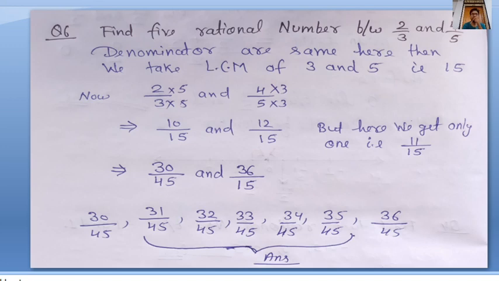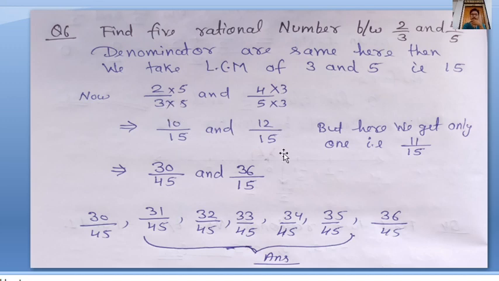Question number 6. Find 5 rational numbers between 2 by 3 and 4 by 5. First you check if the denominators are the same. If the denominators are not the same, what will you do? You take the LCM. The LCM of 3 and 5 is 15. The first should be multiplied by 5, the second by 3. After multiplying, you will get 10 upon 15 and 12 upon 15.